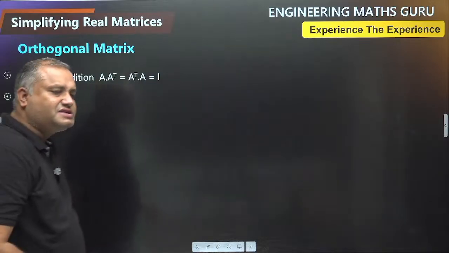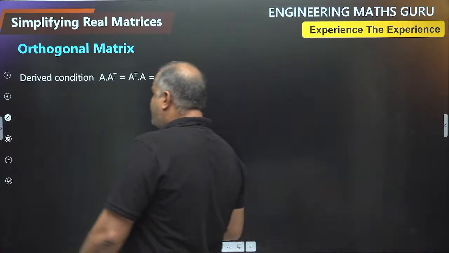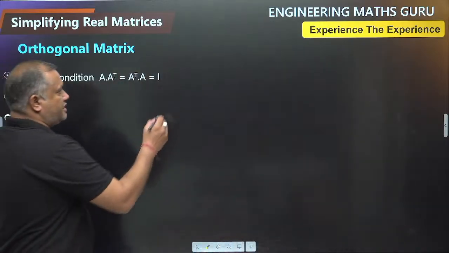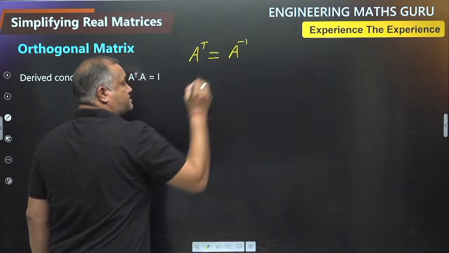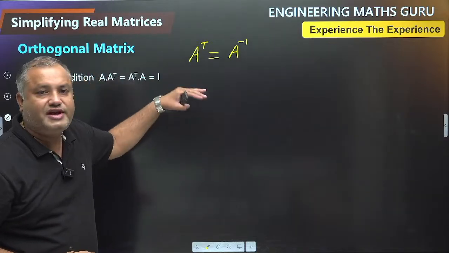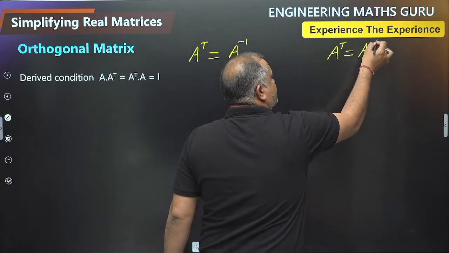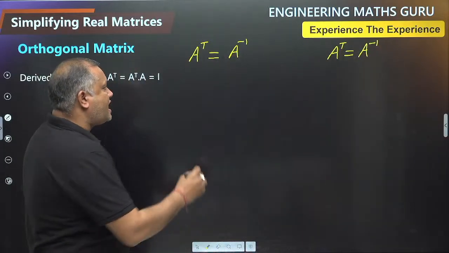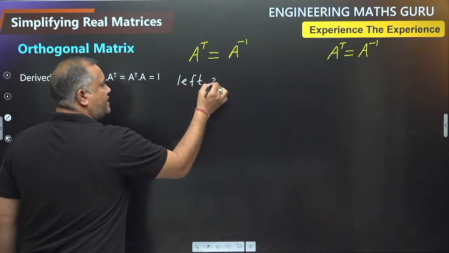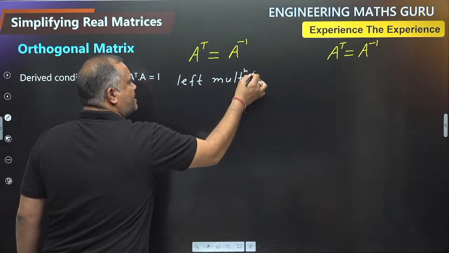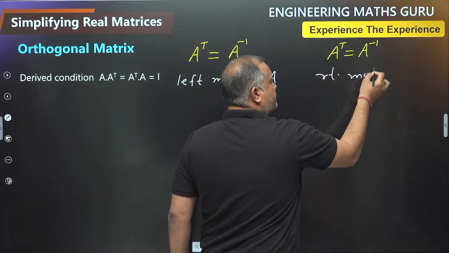Now let us discuss the orthogonal matrix. Students, as we already told, for an orthogonal matrix A transpose equals A inverse. If A is an orthogonal matrix, then A transpose will be equal to A inverse. I will be noting down this relation two times. मैं इसे दो बार लिखूंगा, A transpose equals A inverse. And now I am performing certain calculations. I am left multiplying this by A, and here I am doing right multiplication by A.